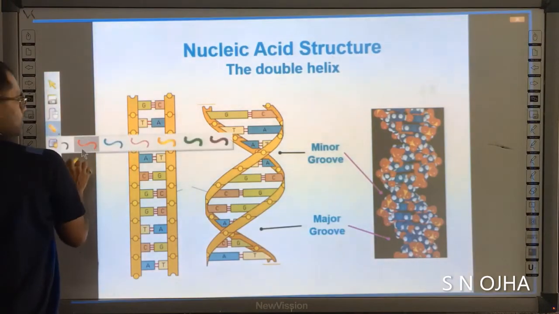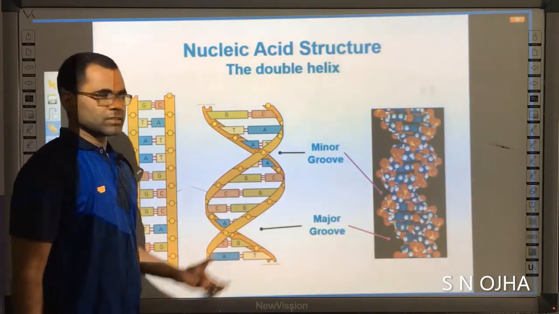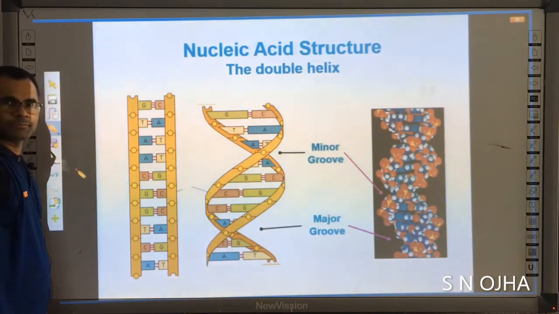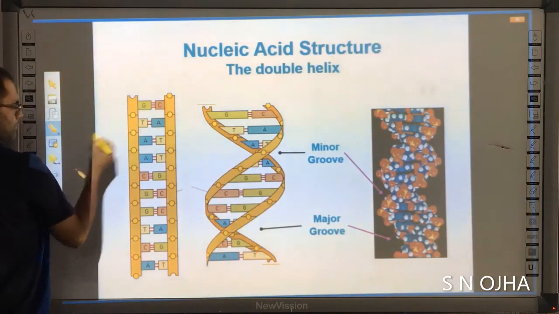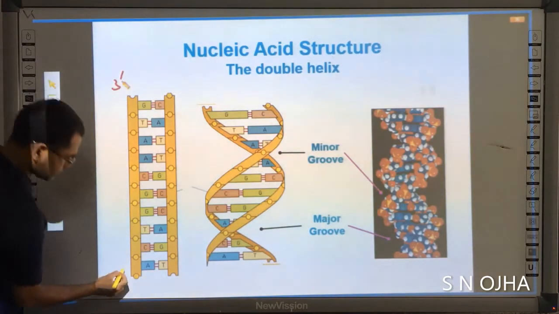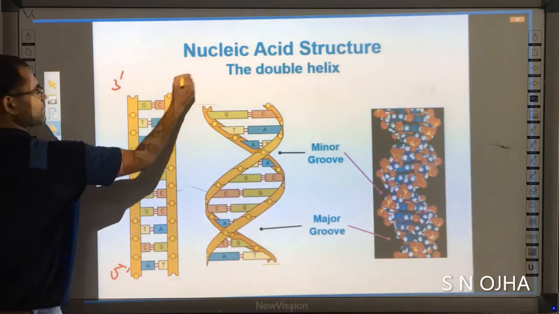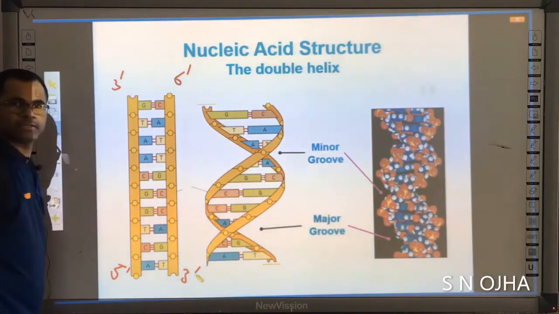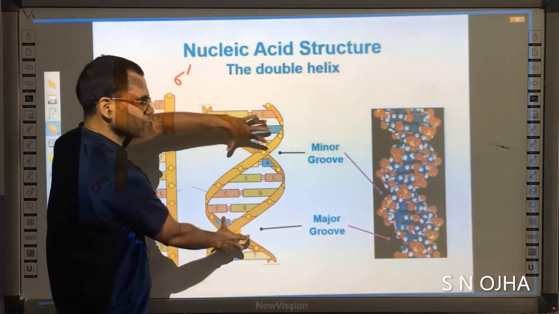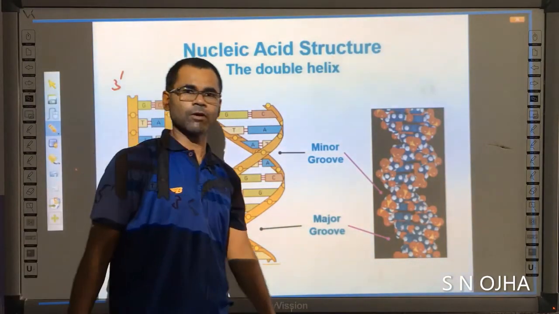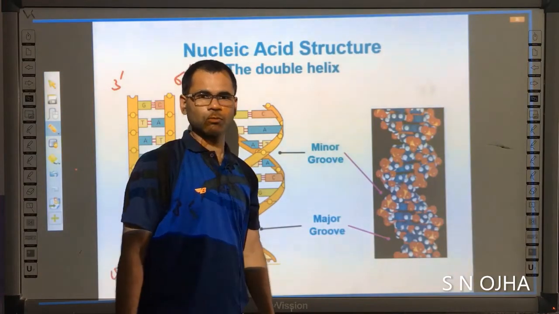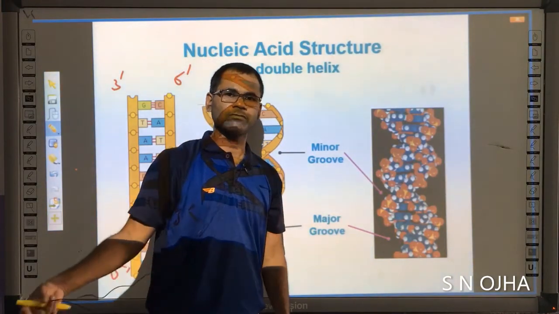Now, this is how our DNA appears, the two strands. Suppose this is the 3' end, this is the 5' end, here it is the 5' end, here it will be the 3' end. This DNA remains in the double helix structure. We all know about the Watson and Crick model. That also we will discuss in my next video lecture, about the Watson and Crick model and Irwin Chargaff rules.